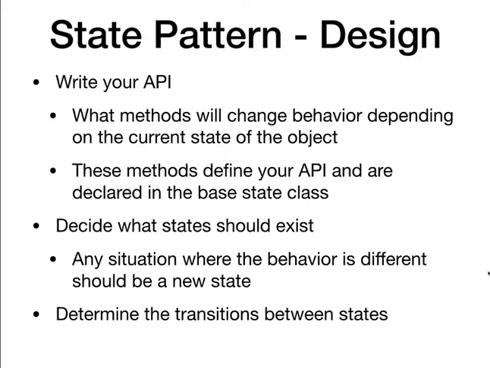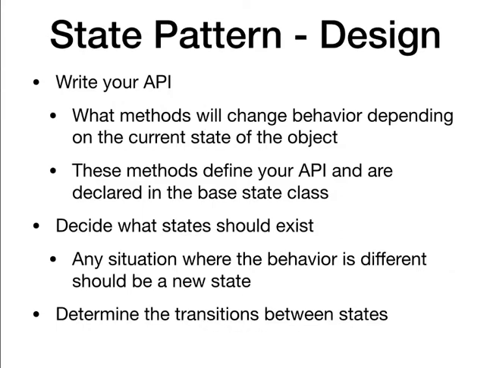That's another state. Every time you have different behavior, when you can be in a different state, it's another state. That's another class that extends your state abstract class, or trait if you want to do it as a trait, with no constructor. And then finally, determine all the transitions between the states.